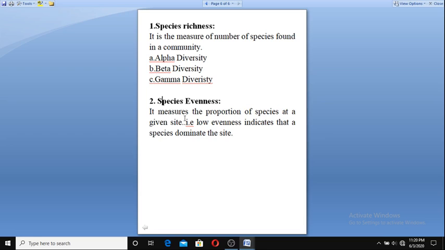In simple terms, if in a certain particular area we find that only sharks exist in the pond, or only lions exist in the forest, whereas the other animals are very low, that indicates that in that particular area only a certain number of species are dominating the site. So this is how species evenness can be measured. This is a theoretical concept, so you have to know it. In practice, you go and read more information.